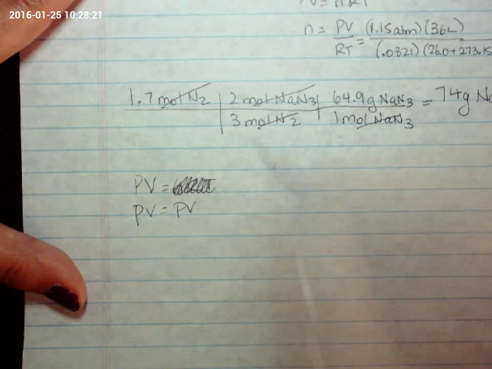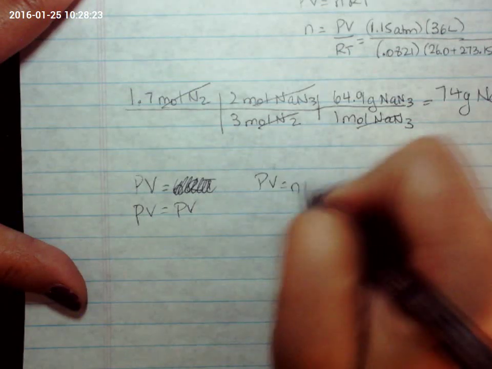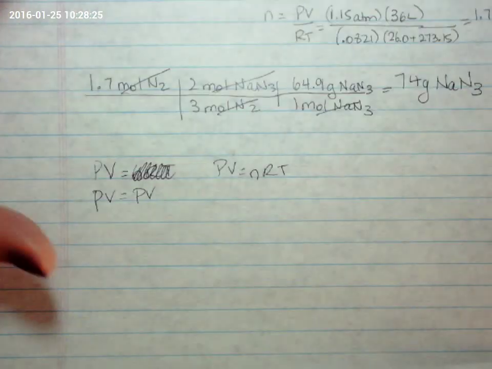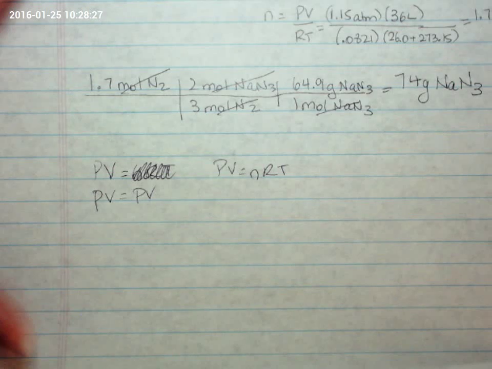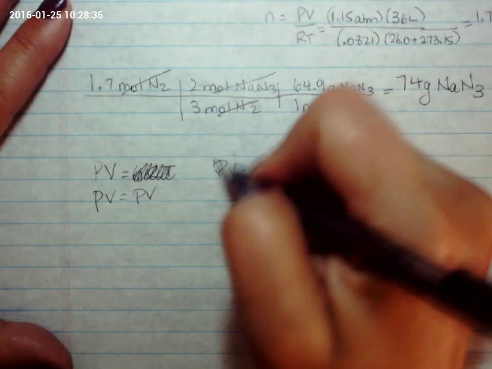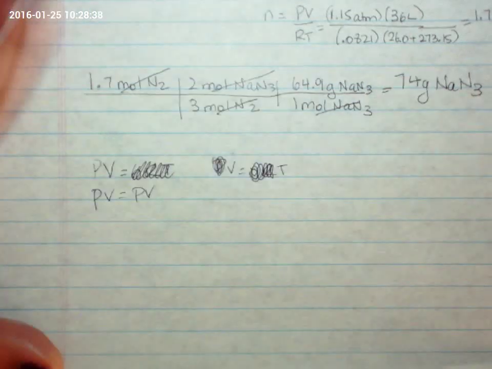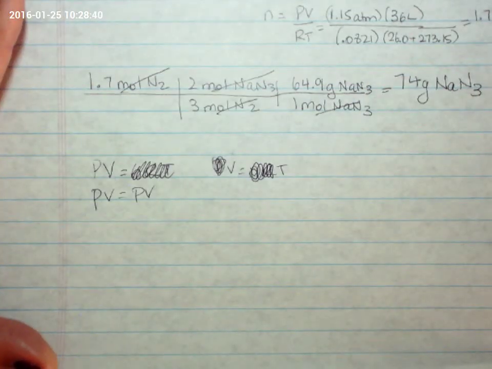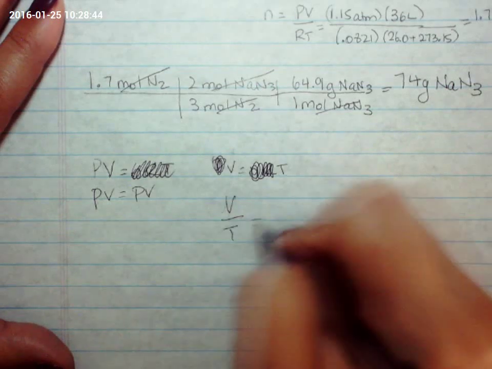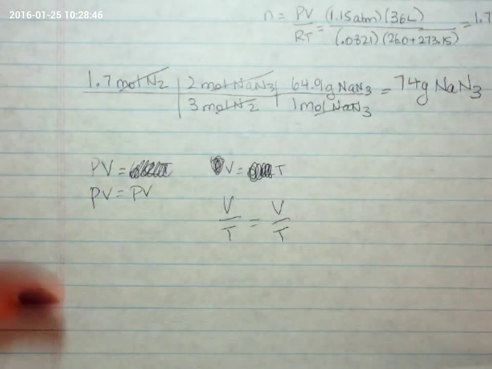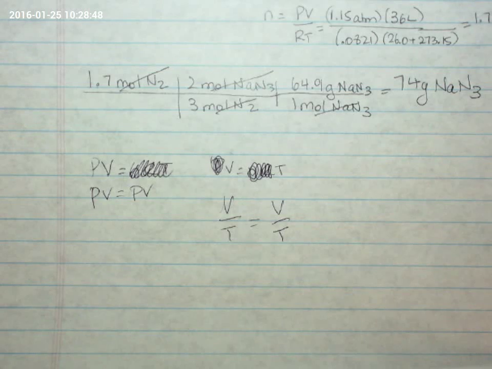Next. PV equals nRT. Volume and temperature. What if I was just focusing on volume and temperature? I had a question that gave me 2 volumes and a temperature. Cross everything out. What would you have to do to get both of those variables to the left of the equal sign? Divide by T. Make it reflexive. V over T equals V over T. That's Charles's law.